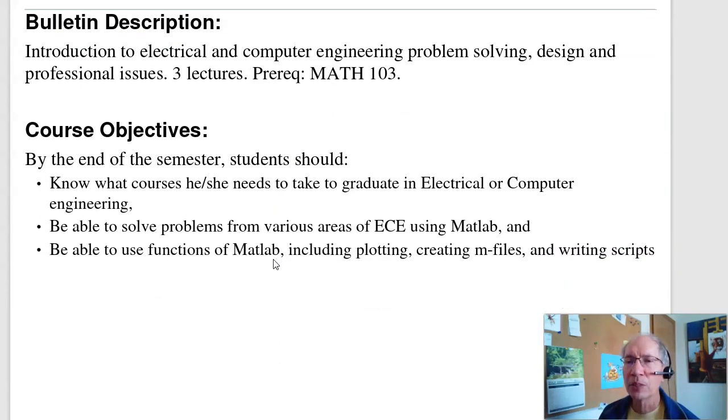In terms of the bulletin description, it's an introduction to electrical and computer engineering problem solving, basically MATLAB. By the end of the semester, you should know what courses you need to take to graduate in electrical or computer engineering. You should be able to solve problems from various areas of ECE using MATLAB, and you should be able to use functions of MATLAB, including plotting, creating M files, and writing scripts.